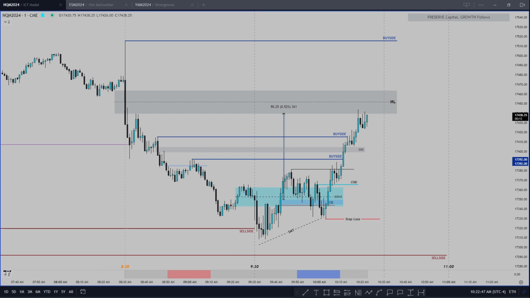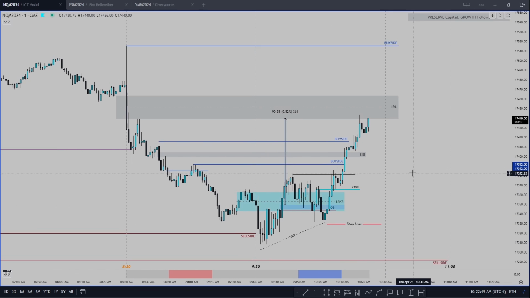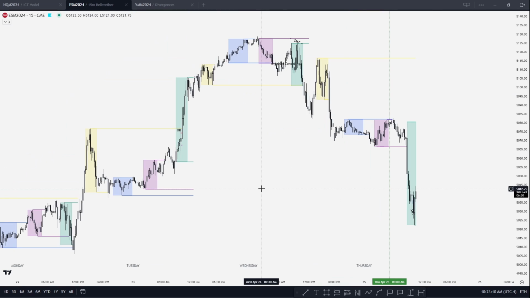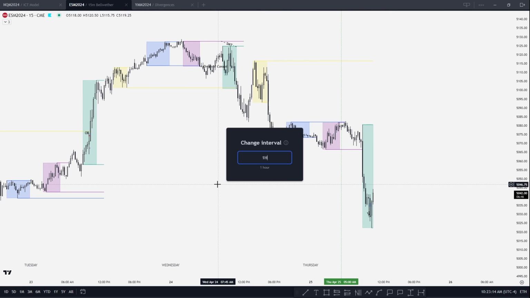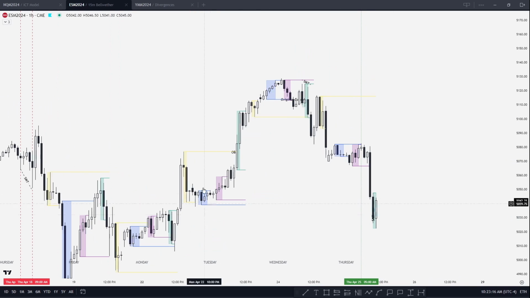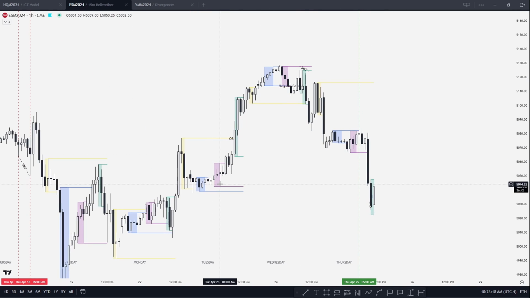Can you go over the ATM model using today's example? Yeah. So going top down, we've got SMT between ES and NASDAQ, right? So I guess we'll go hourly chart first. So market maker sell model already completed with the session liquidity pools, right? We're not picking this random low. It's going to be session liquidity pools.